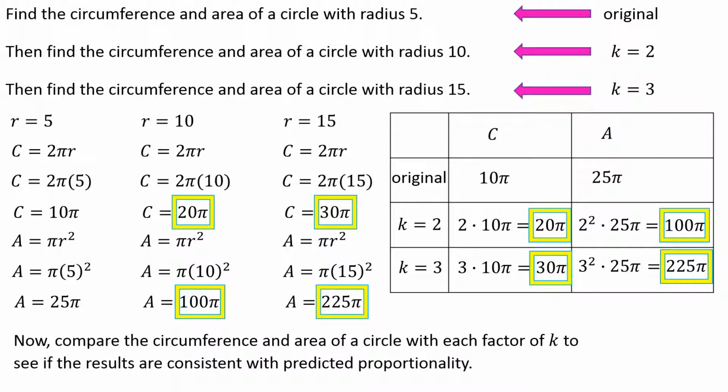Now, I just did this with a circle because we'd only have to worry about the one dimension, the radius. But this works the same with a square or a rectangle or a hexagon or a pentagon, triangle. Doesn't matter what the shape is. If you multiply every dimension by a scale factor of k, you multiply the circumference or the perimeter by k, and you multiply the area by k squared.